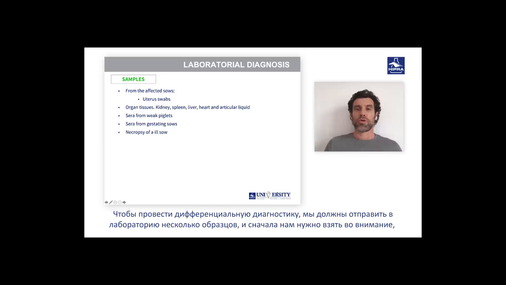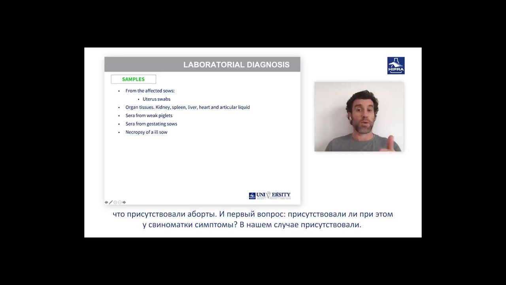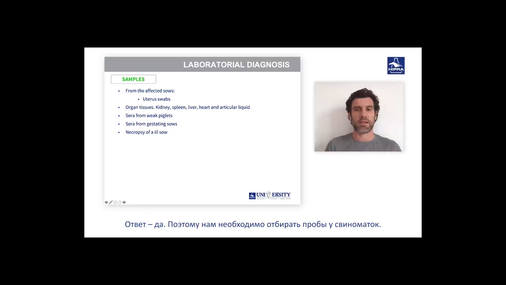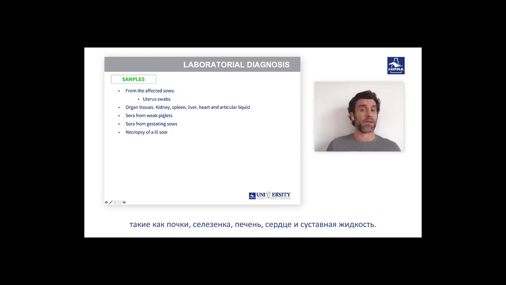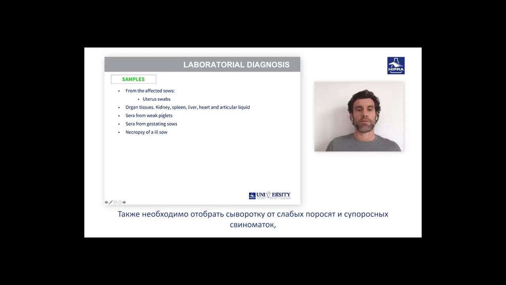To try to resolve this differential diagnosis, we have to send some samples to the lab. And first, I insist on this point, we have abortions, and the first question is, do the sows have symptoms or not? The answer was yes. So we have to take samples from the sows, especially from the affected sows. We collect uterus swabs and organ tissues such as kidney, spleen, liver, heart, and articular fluid. Sera from the weak piglets, sera from the gestating sows, and necropsy of a dead sow if we can.